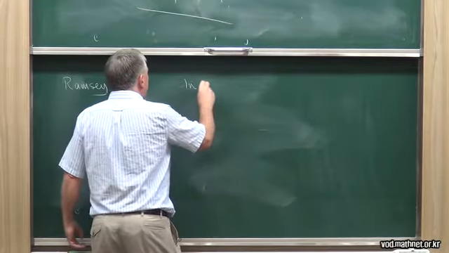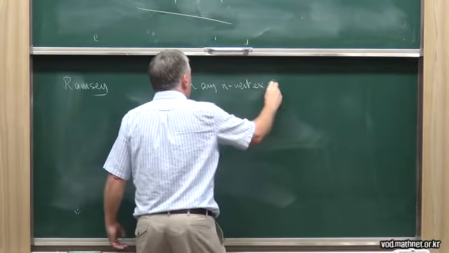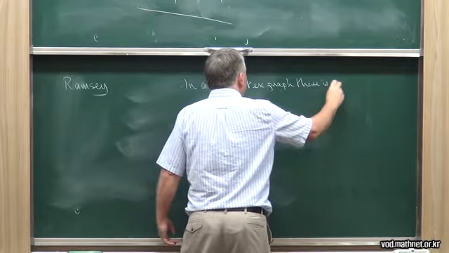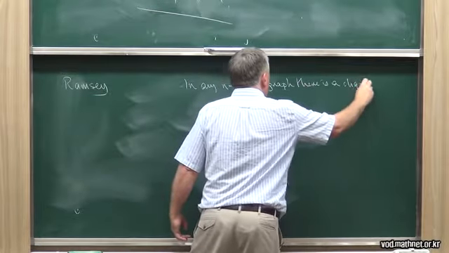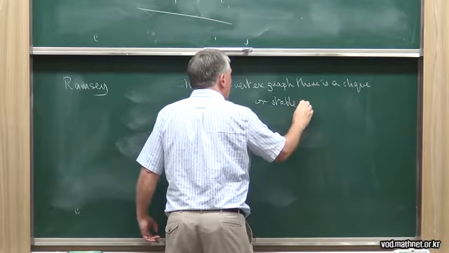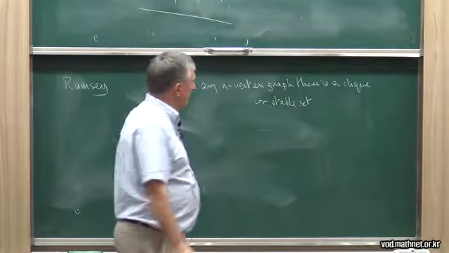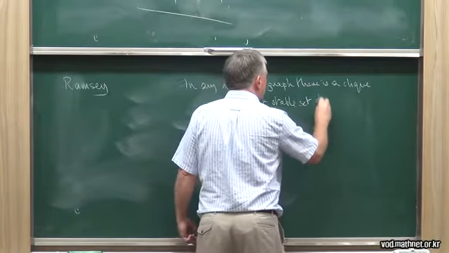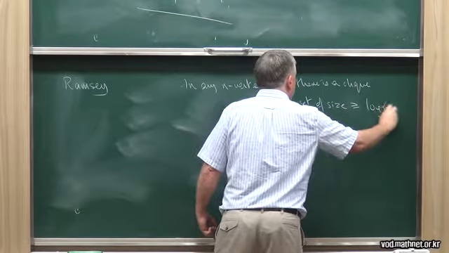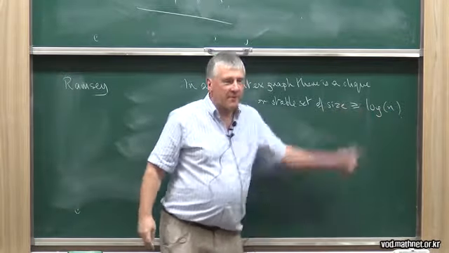In any n-vertex graph there is a clique or a stable set of size at least log n. By stable set I mean independent set. I say stable set because independent is used for too much. I'm not telling you the base of logs, so that way I don't have to worry about the constant in front.